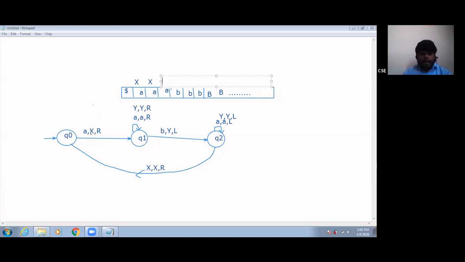So this A, I am again replacing with X. Listen up to the last. So A, I am replacing with X. Next, for any number of Y's, I am moving right-hand side. And whenever there is a B, I am making it a Y, and I am moving left-hand side. I am moving left-hand side because I cannot move right-hand side.